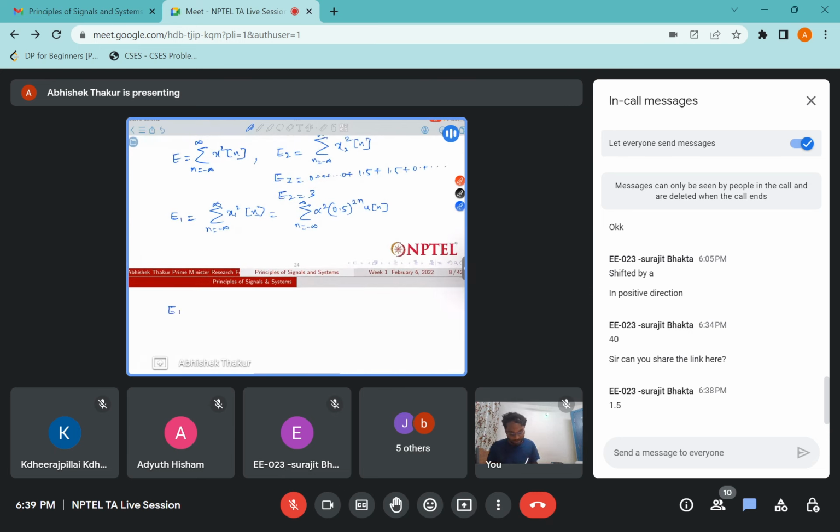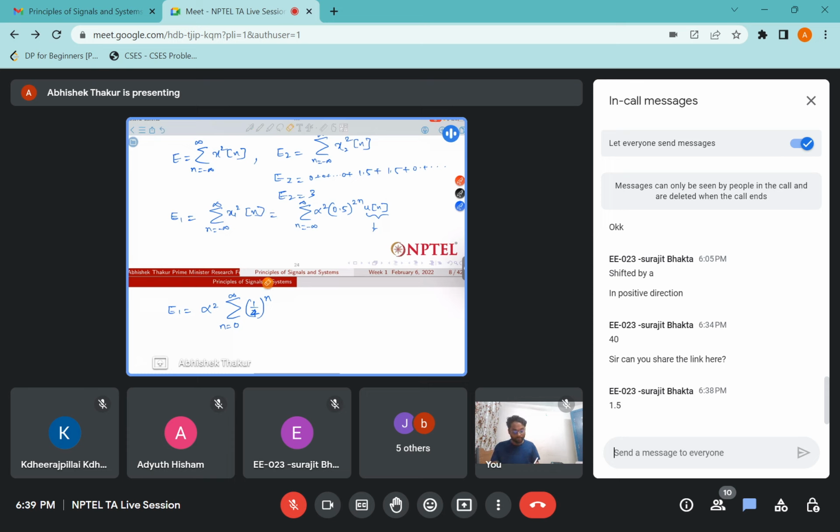So here our E1 is equal to alpha square, which is a constant, so we'll take it out. And here it is u[n]. So u[n] is 0 for all the negative values of n, so we'll keep n equal to 0 to infinity. 0.5 is 1 by 2 to the power 2n, that is 1 to the power 4 by n, like this.